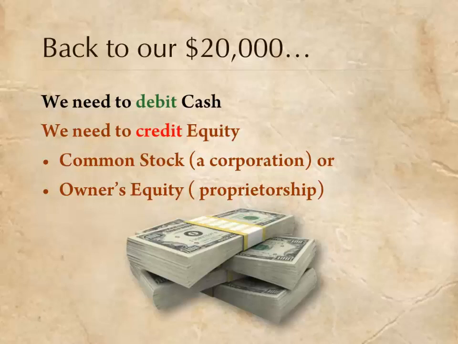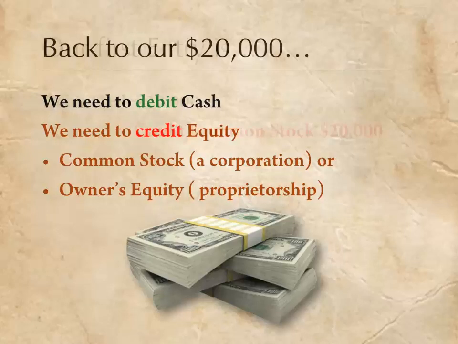Well, what is equity? If we are a corporation, equity is common stock or capital stock. If we are a proprietorship or a partnership, equity is owner's equity. We didn't list equity as a category of accounts before. Equity is a special kind of liability. Equity is the amount a business owes to its stockholders or its owners.